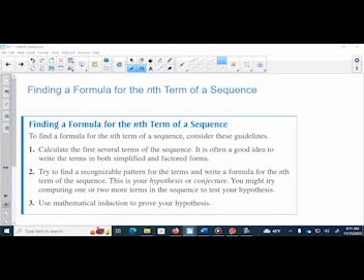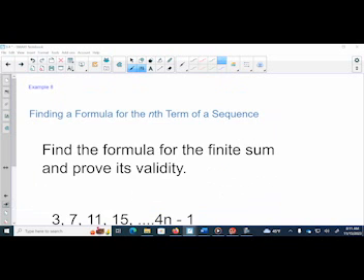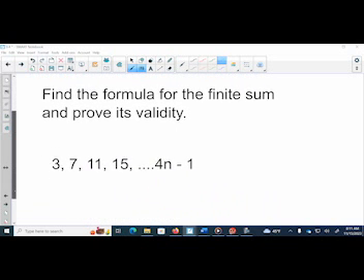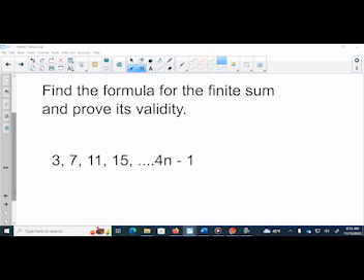Okay, now what we're going to do is find a formula for the nth term of a sequence, and then make a guess as to what we think the pattern is, and then based on that guess, we're going to go back to proving it by mathematical induction. So let's say I have 3, 7, 11, 15. I can plainly see here that each time I'm going up by 4, and my first term is 3. So that's how they came up with this formula, 4n minus 1. So now this would be my nth term.